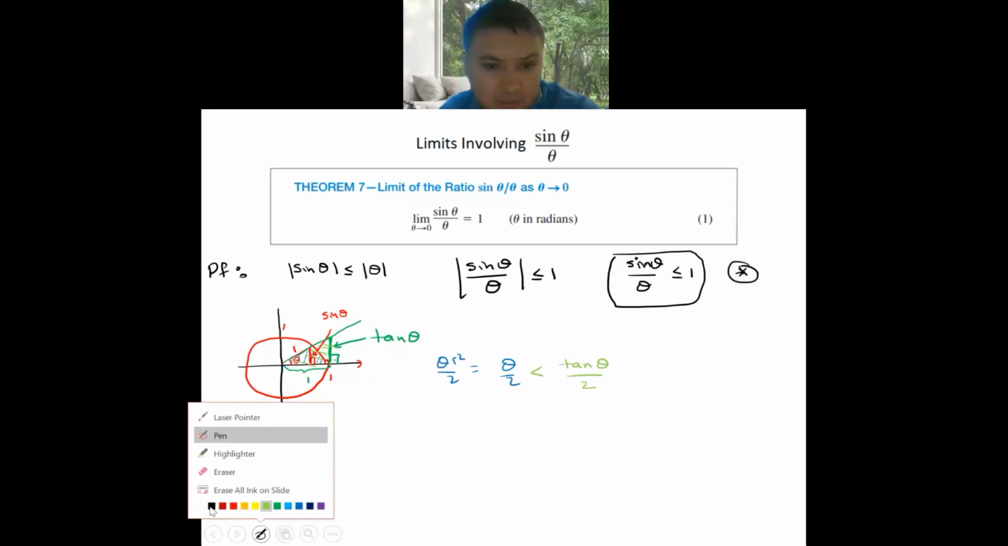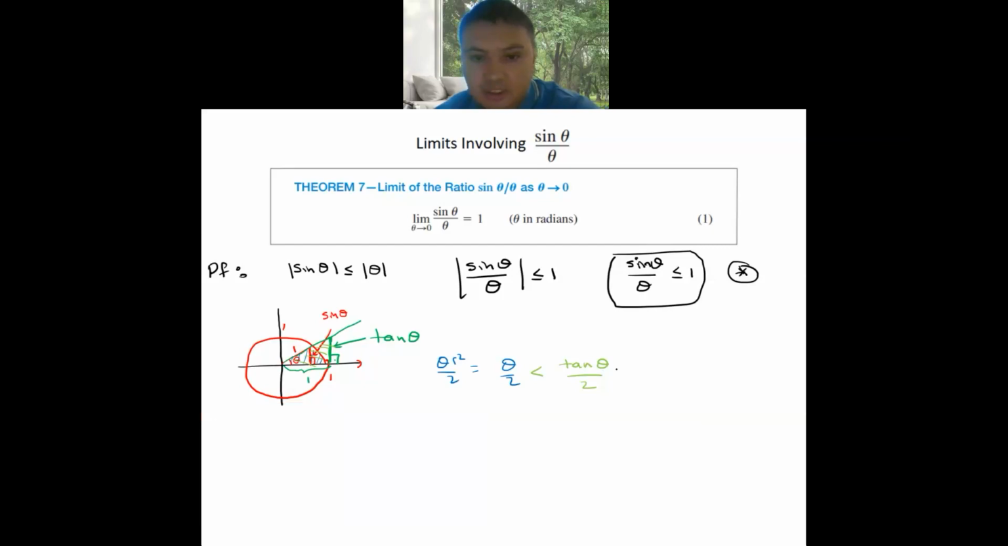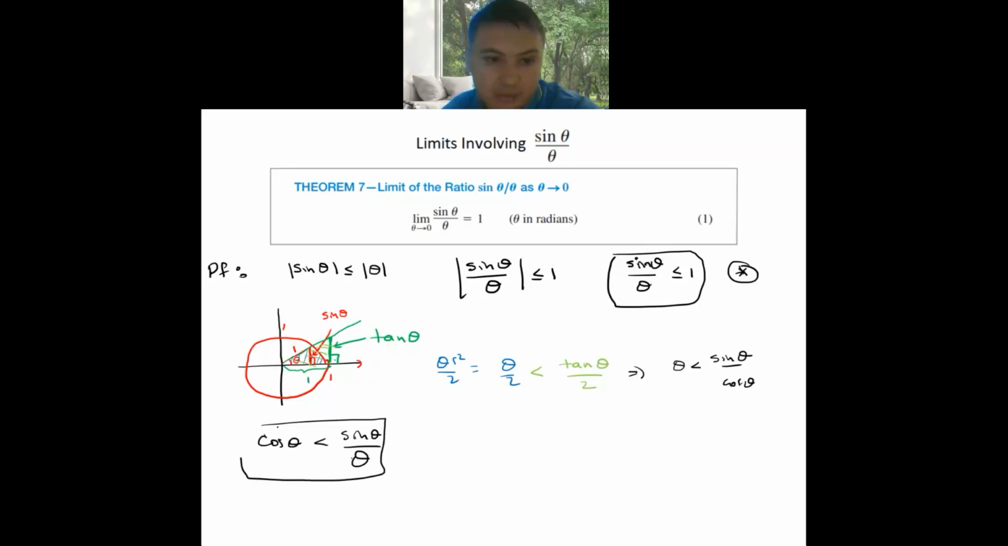So let's go back to black. This tells you what? This tells you that theta is less than tangent theta, which is sine theta over cosine theta. So this gives you another bound, right? Which means cosine of theta is less than sine of theta divided by theta, right? So I managed to find another bound. Let's call it double star.